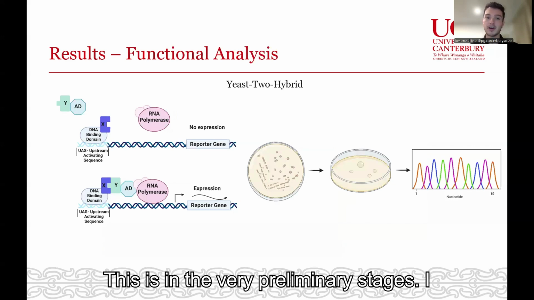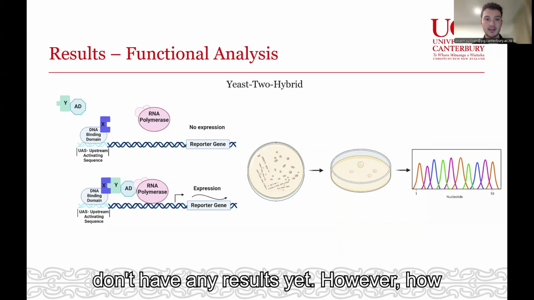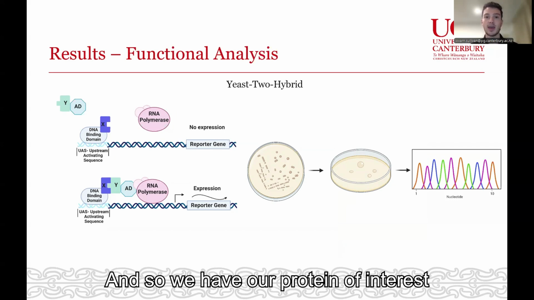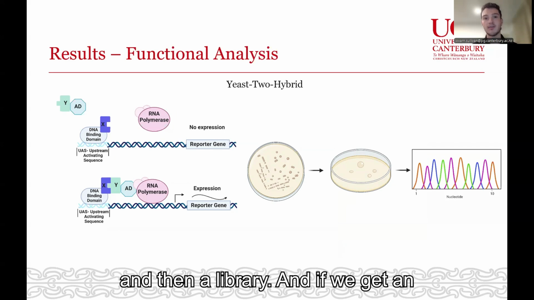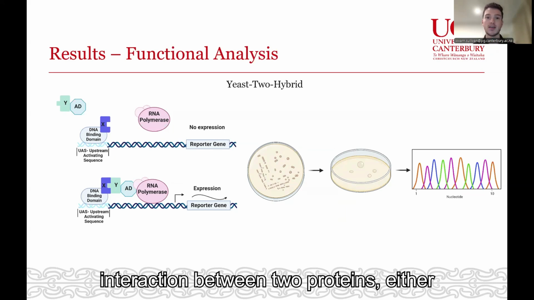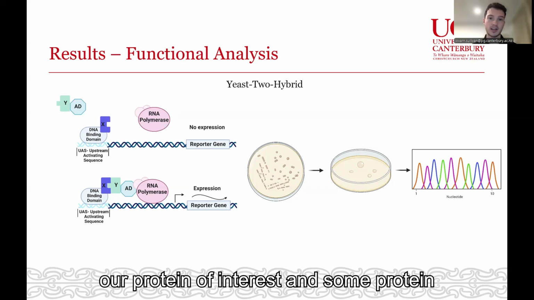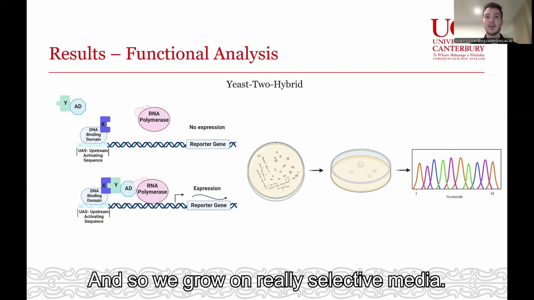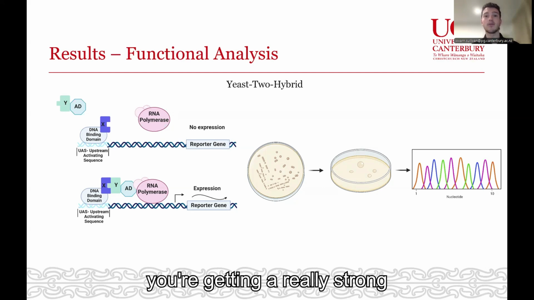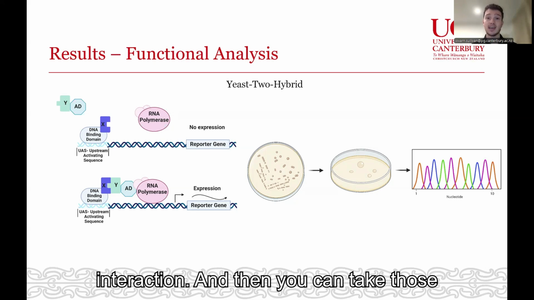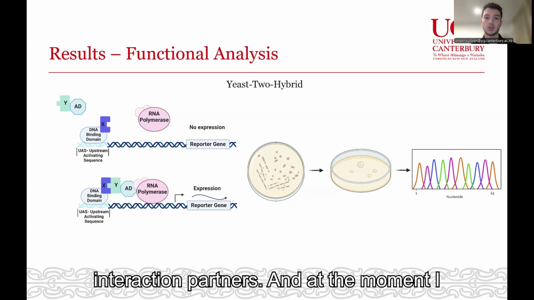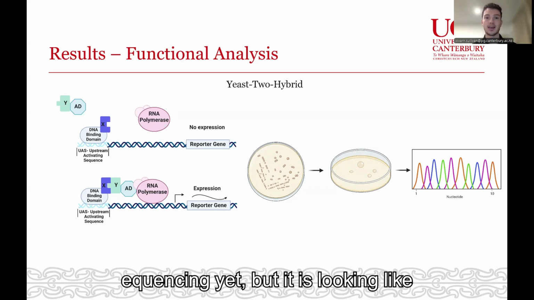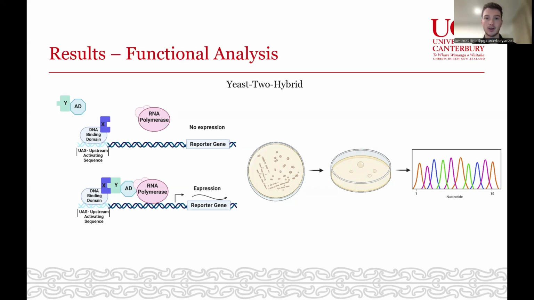Then yeast-2 hybrid, this is in the very preliminary stages. I don't have any results yet. However, how it works is you have a bait and a prey, and so we have our protein of interest and then a library, and if we get an interaction between two proteins, either our protein of interest and some protein in the library, we get growth of yeast. And so we grow on really selective media, and so you only get growth of yeast if you're getting a really strong interaction. And then you can take those and sequence them, and you can get your interaction partners. And at the moment, I haven't quite gone to the stage of sequencing yet, but it is looking like it's going to go hopefully quite well very soon.